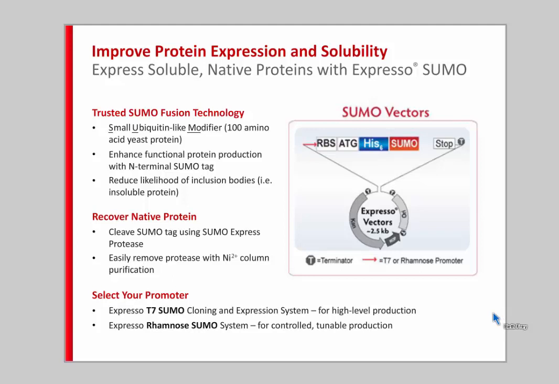The Expresso T7 SUMO cloning and expression system contains the same advantages as either the T7 or the rhamnose promoter systems we just talked about, depending on which promoter you choose. And it also contains an N-terminal SUMO tag. The SUMO tag is a yeast protein, a small ubiquitin-like modifier, and it's about 100 amino acids. But it's known in the literature to enhance both protein expression and protein solubility. And with this system, the other nice thing is that native proteins can be recovered with cleavage of the 6-His SUMO fusion tags using the SUMO Express protease.